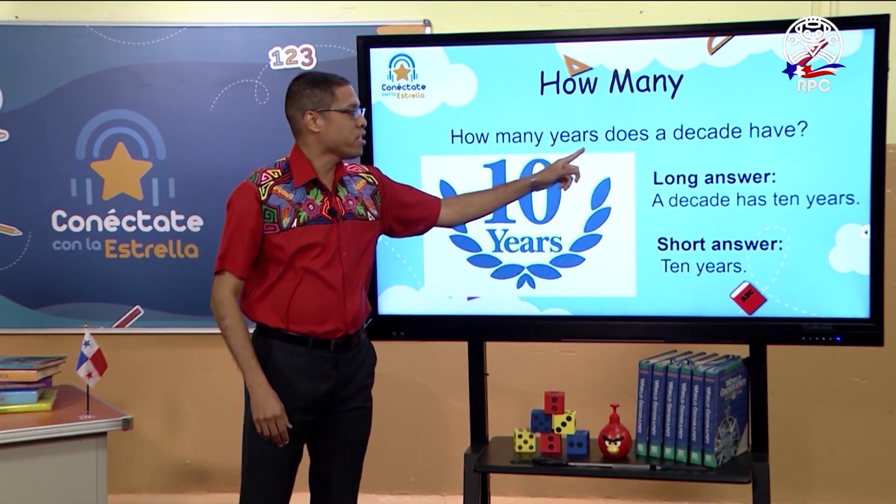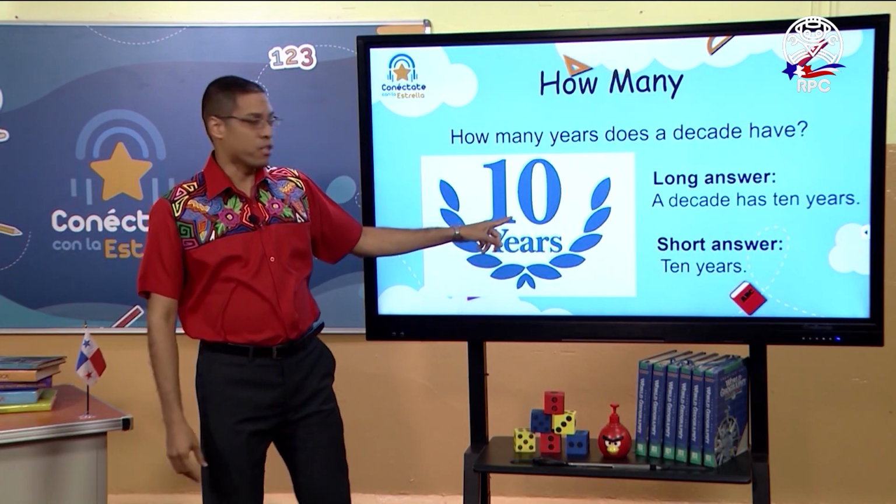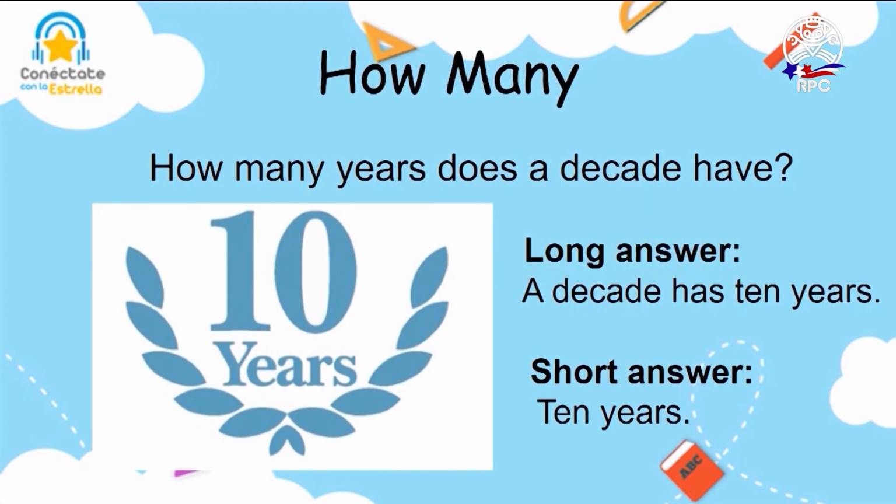Now, how many years does a decade have? 10 years. So, long answer. A decade has 10 years. Short answer, 10. That's it.